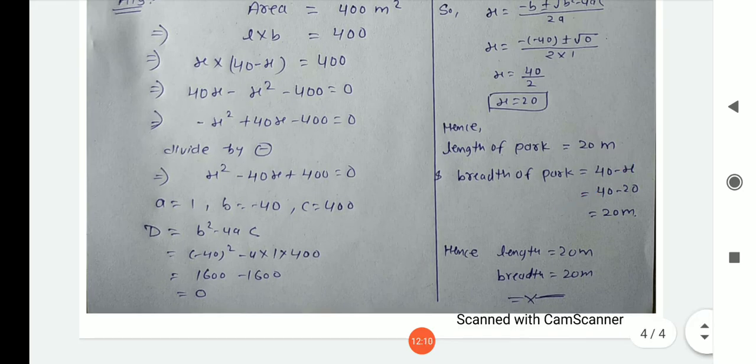Okay, so this is the complete video of exercise 4.4. So please see this video very carefully and solve, write it in your fair notebook. Thank you.